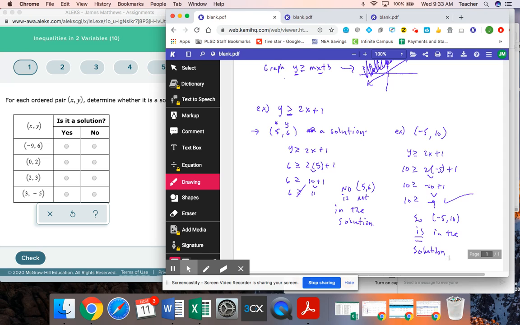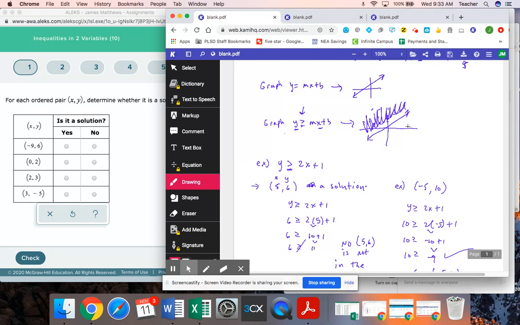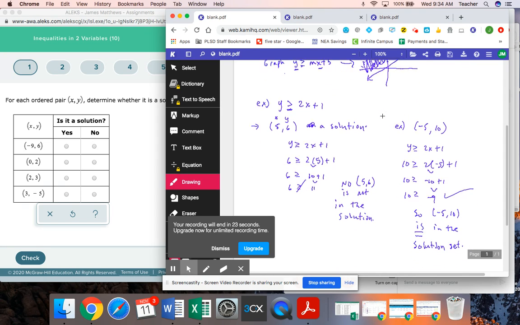And since it's more than just one thing, you might hear the phrase solution set, which is just the set of all the solutions. If I were to look at, and I'm not saying this is exactly y is greater than or equal to 2x plus 1, but if I look at that, any point that I find here would be in that solution set. There are infinitely many of them that I can find, so there's a whole set of solutions, one of which is (-5, 10). All right, we'll continue this on the next video.